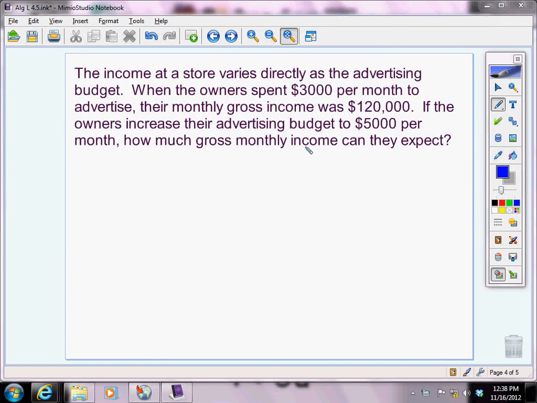Let's look at how we can use direct variation to solve some real-life examples. It says the income at a store varies directly as the advertising budget. There's that phrase we're looking for. So income varies directly with advertising budget. When the owners spent $3,000 per month to advertise, their monthly gross income was $120,000. If the owners increased their advertising budget to $5,000 per month, how much gross monthly income can they expect?